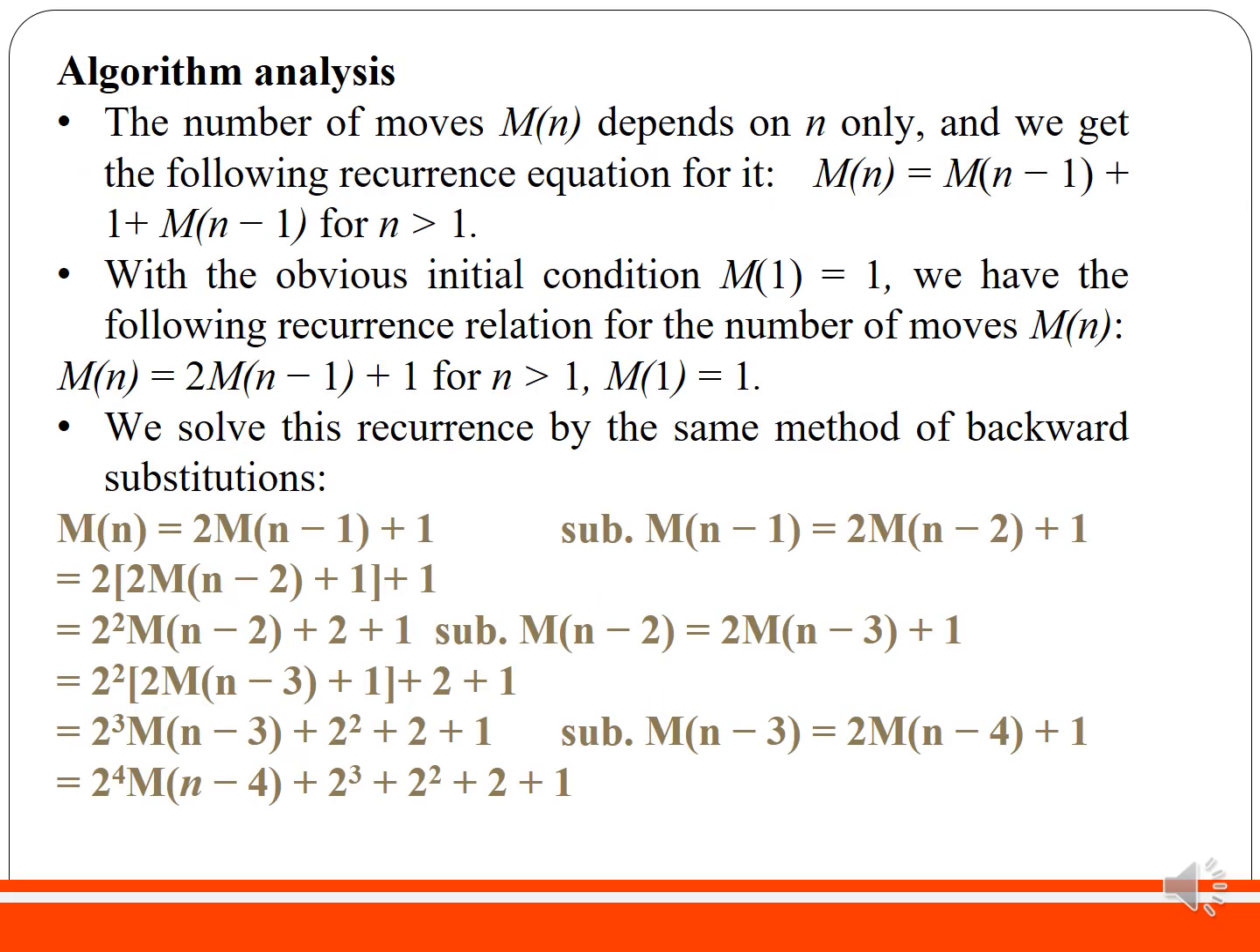So this is the Towers of Hanoi analysis. Let M(n) represent the number of moves. The recurrence relation becomes M(n) = 2M(n-1) + 1, because the first recursive call moves n minus 1 disks, one move transfers the largest disk, and the second recursive call again moves n minus 1 disks. Using backward substitution, we obtain M(n) = 2^n - 1. Therefore, the algorithm has O(2^n) time complexity. This means the execution time doubles whenever one more disk is added.